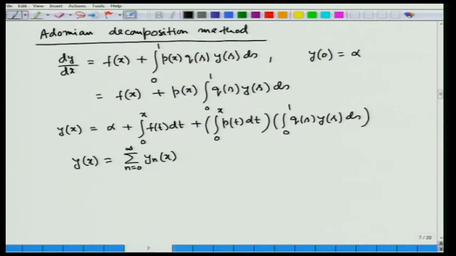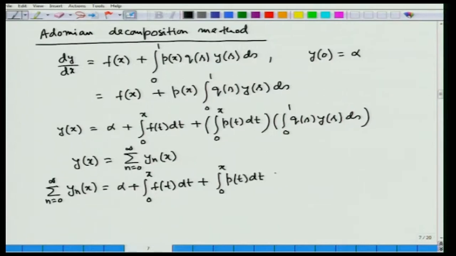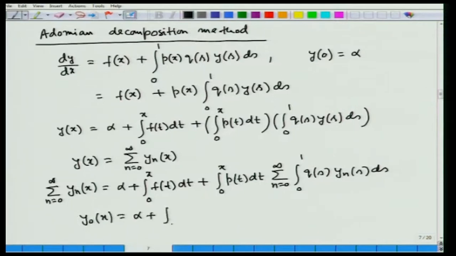So, substituting this expression for y in the above expression, we find summation n from 0 to infinity y_n(x) is equal to alpha plus integral 0 to x f(t) dt plus integral 0 to x p(t) dt, then sigma n from 0 to infinity integral 0 to 1 q(s) y_n(s) ds. And now, if we equate from the left hand side y_0(x) with the term alpha plus integral 0 to x f(t) dt from the right, then we find y_0(x) is equal to alpha plus integral 0 to x f(t) dt.